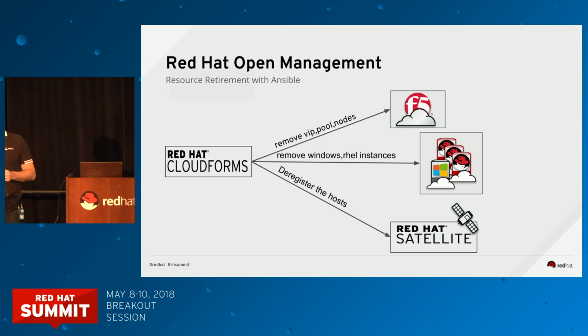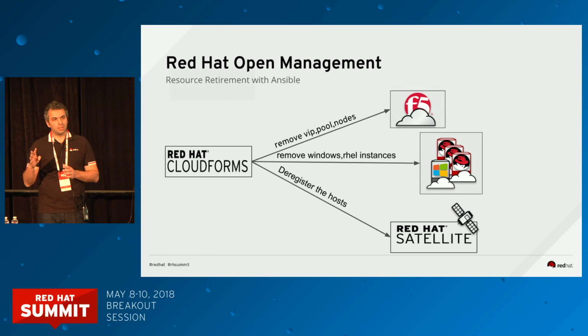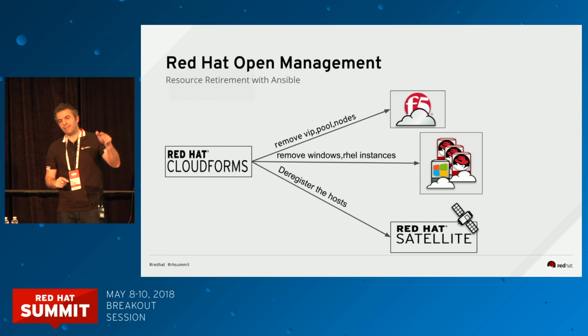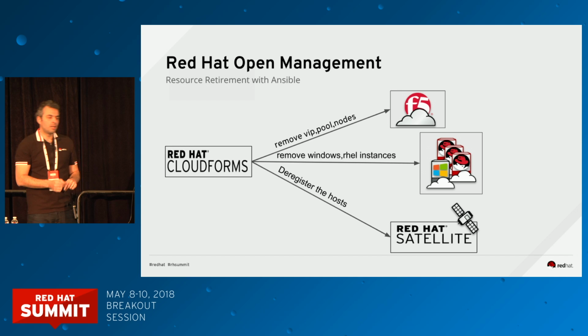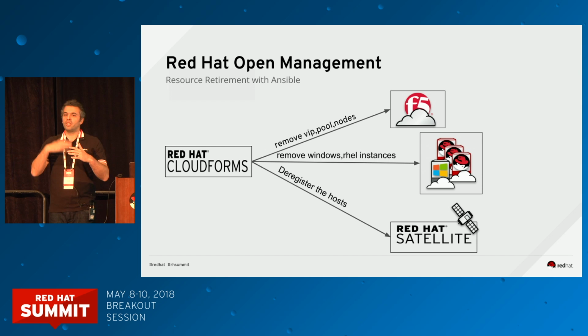It's an interesting thing, because if you say in Satellite delete the host, it expects the host to be there. If you pre-delete it and it's a managed node, you cannot delete it from Satellite. If you made an API call to delete the host before Ansible deletes it in CloudForms, Satellite would just delete it and remove the subscription. So I did it a little bit backwards here. What you need to do is first disassociate the host from Satellite, and then you can delete it. So it's a two-step process.